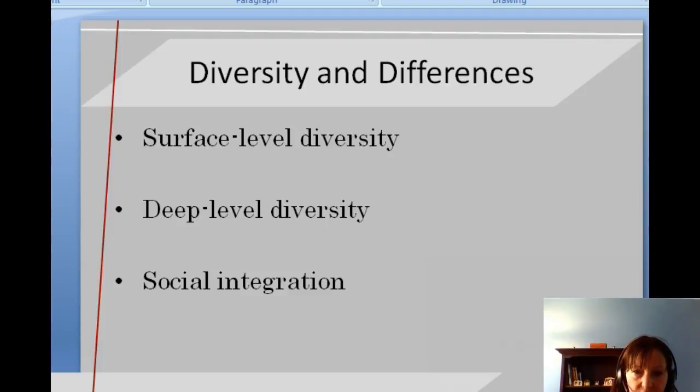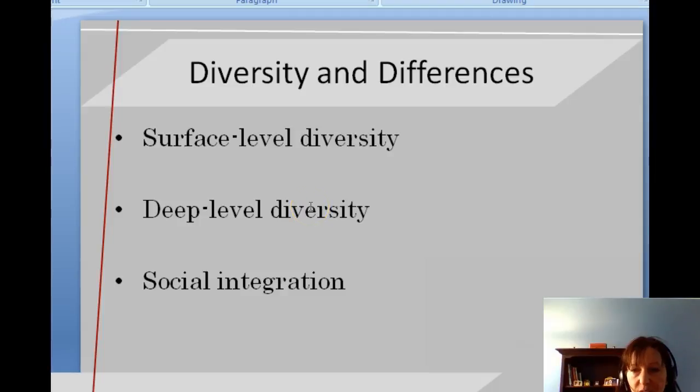When we talk about diversity, there are different types of diversity. In the research realm, we talk about diversity in terms of surface level characteristics versus deep level characteristics. Surface level characteristics are ones that you can fairly easily observe. So race, gender, age to some extent, and so forth. You can look at somebody and pretty well gauge those characteristics. Deep level diversity, on the other hand, has to do with differences that exist that aren't necessarily visible.